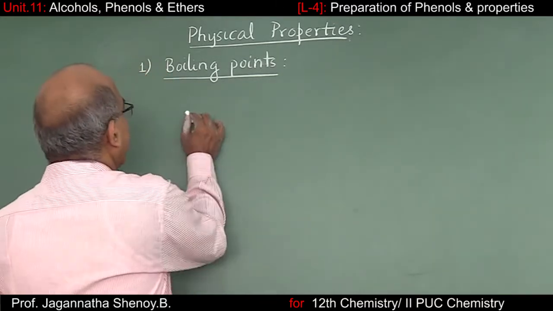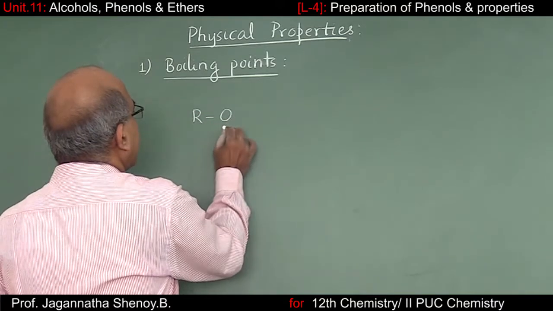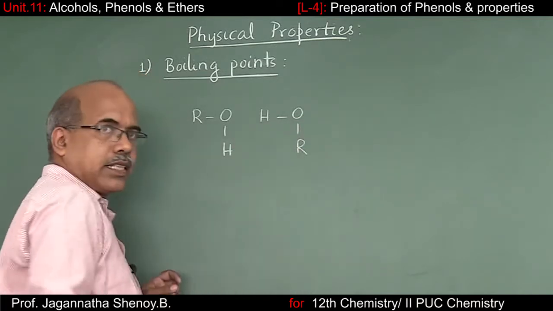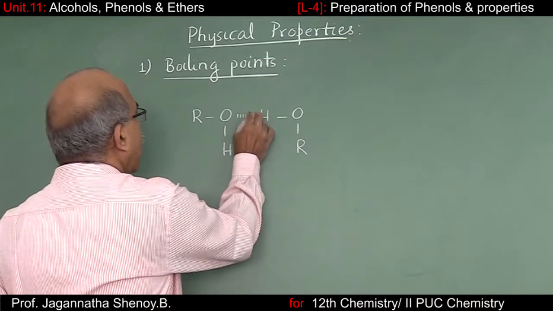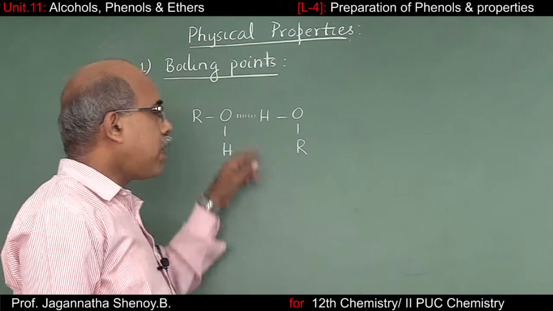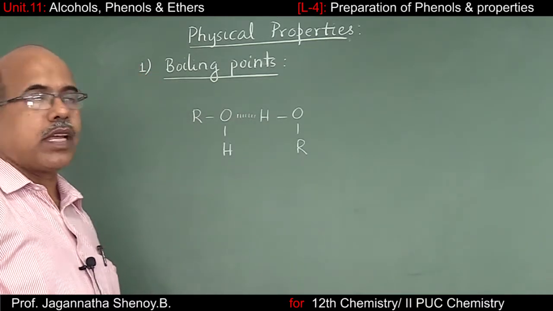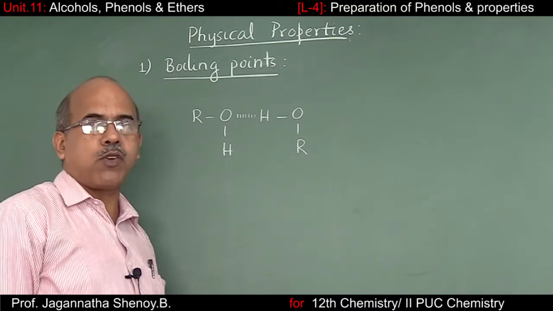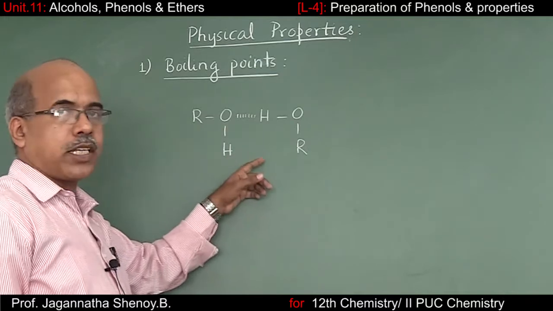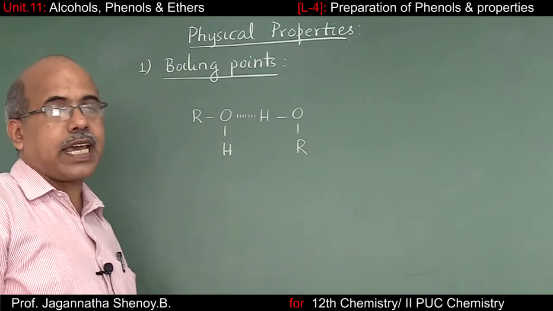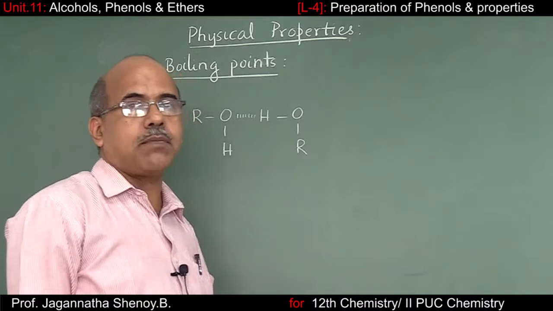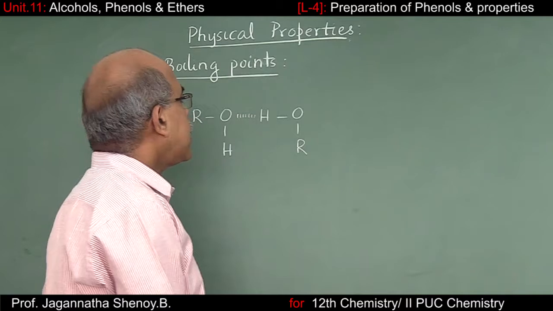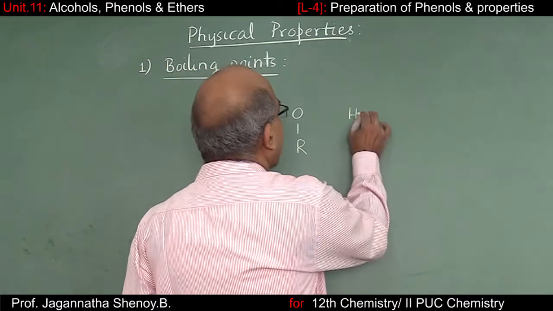What is the reason? If you consider alcohol, I can represent it like this, ROH. One more molecule of alcohol I'll represent like this. So the two molecules of alcohols are associated through stable intermolecular hydrogen bonding. That's why if you want to separate the two alcohol molecules, you have to provide more energy. That's why the boiling point of alcohol is always greater than those of ethers, hydrocarbons, and haloalkanes and haloarenes of comparable molar masses. The same thing holds good in case of phenols also.